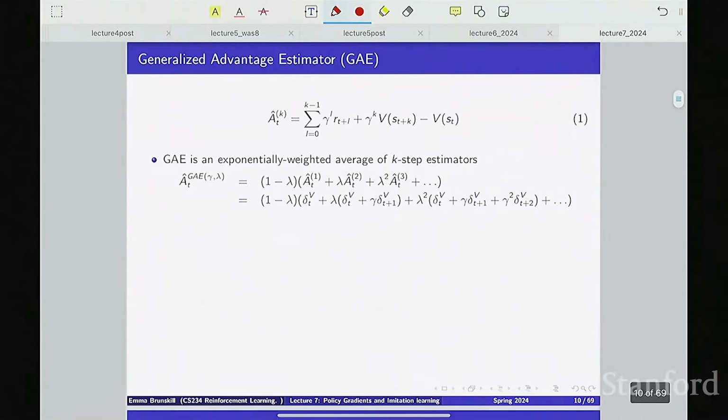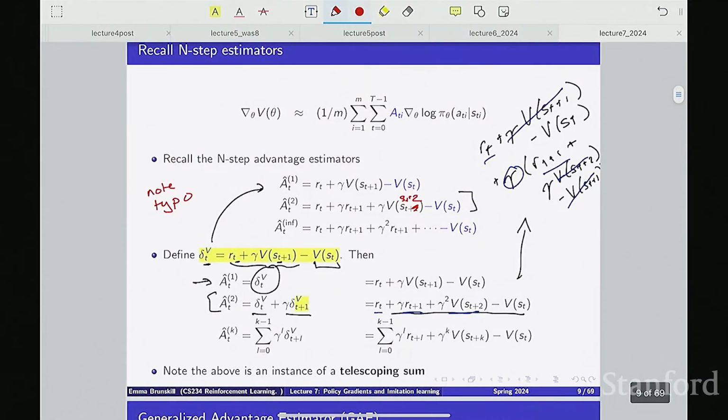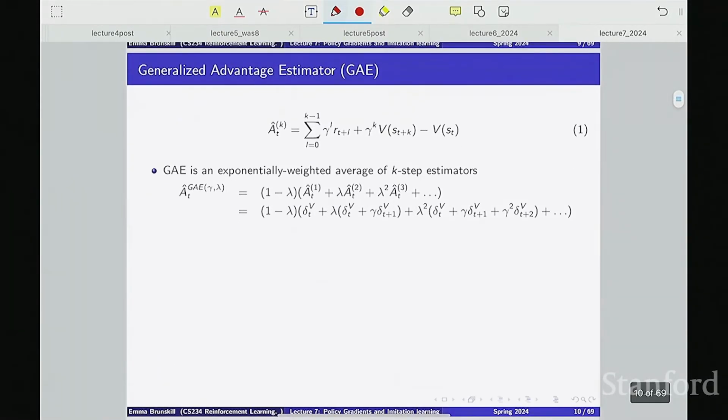So generalized advantage estimation involves taking a weighted combination of k-step estimators. Okay, so we had lots of different estimators, and you might say, well, how do I pick among them? I'm not sure I'm going to pick among them. I'm just going to take a weighted combination of all of them. And in particular, you could just take an average weighted combination.